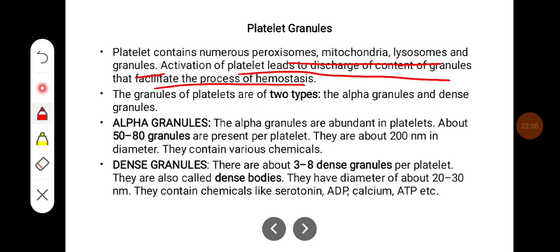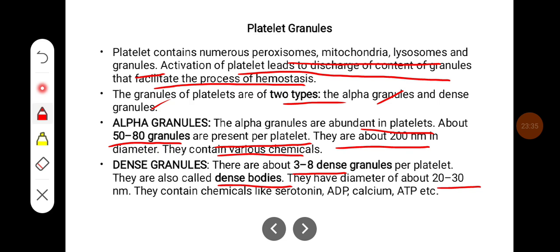The granules of platelets are of two types: alpha granules and dense granules. Alpha granules are abundant in platelets, about 50 to 80 granules per platelet. They are about 200 nanometers in diameter. They contain various chemicals. Dense granules are about 3 to 8 per platelet. They are also called dense bodies. They have a diameter of about 20 to 30 nm. They contain chemicals like serotonin, ADP, calcium, and ATP.